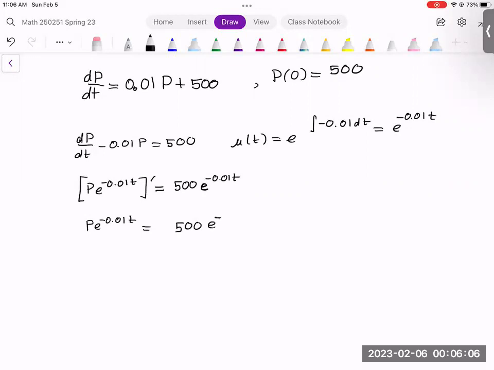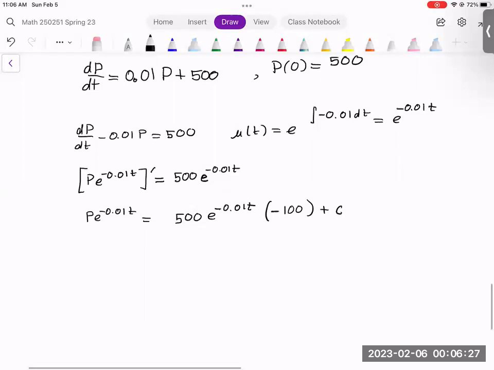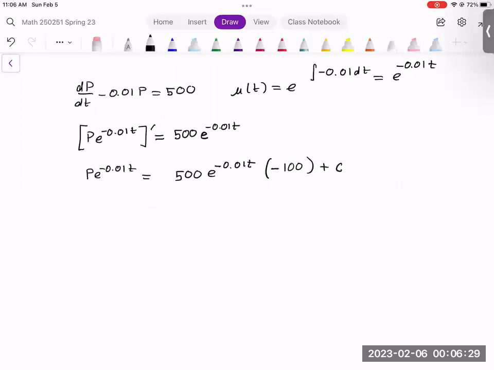So we have e to the negative 0.01t divided by negative 0.01, so that's the same thing as multiplied by negative 100. And then we have plus C. Right. We can multiply across by this exponential. Since it's got a negative power, we're going to multiply across by the exponential e to the 0.01t.